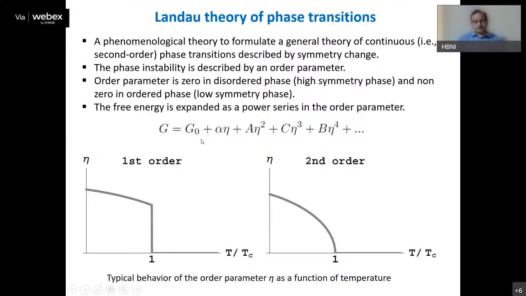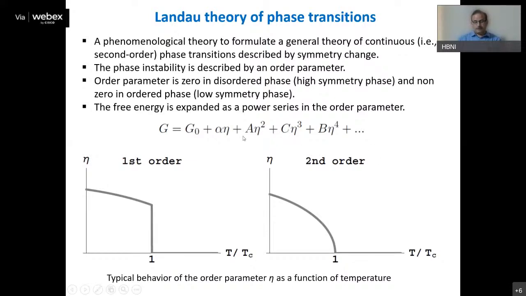So G naught is the free energy when there is an equilibrium state at higher temperatures, or when the order parameter is 0. As soon as you cross this transition temperature, very close to the transition temperature, there will be some changes in the free energy. And this can be expressed by some higher order terms of this order parameter. Now, as I told, there will be some symmetry considerations. So we cannot have all these terms.